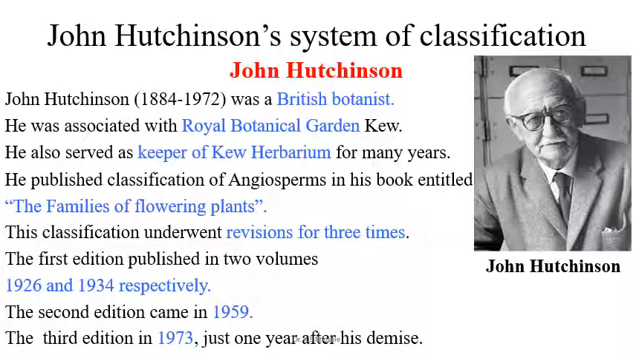He also served as keeper of Kew Herbarium for many years. He has published classification of angiosperms in his books entitled The Families of Flowering Plants. The classification underwent revisions three times. Out of that, the first revision was published in two different volumes: in 1926 he published dicots and in 1934 monocots. The second revised edition came in 1959 and the third edition came in 1973.